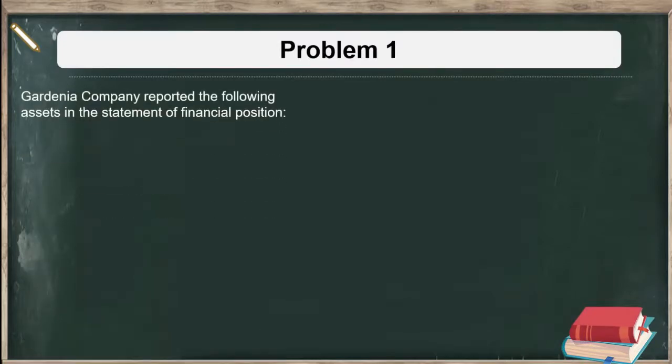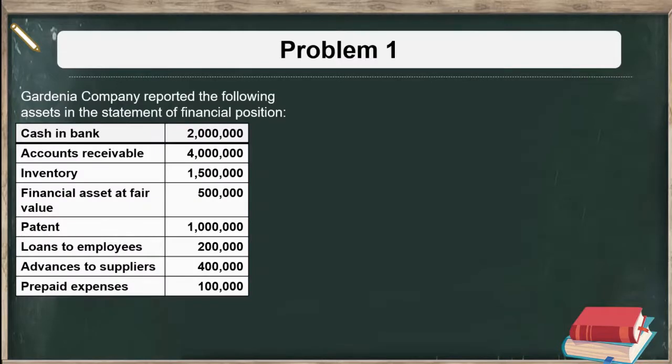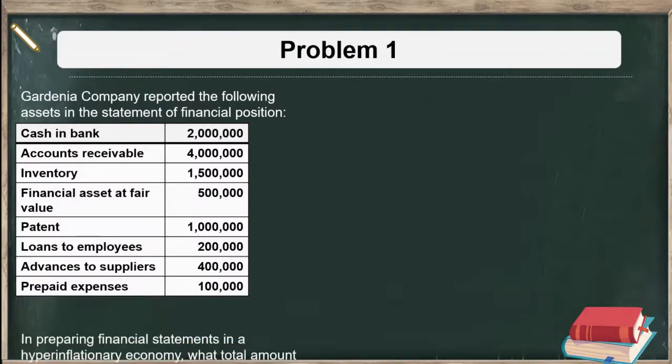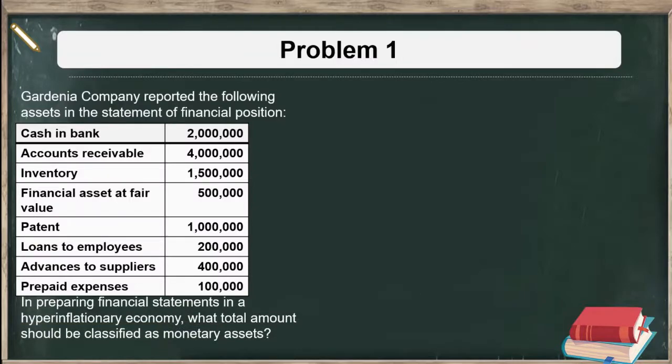For example, this is the first problem in the book, 29-1, for Gardenia Company. It reported the following assets in the statement of financial position: cash in bank, accounts receivable, inventory, financial asset at fair value, patent, loans to employees, advances to suppliers, and prepaid expenses. In preparing the financial statements in a hyperinflationary economy, what total amount should be classified as monetary assets?